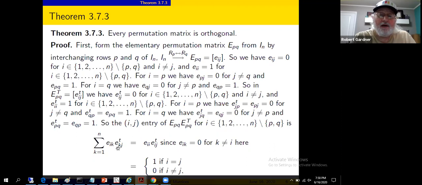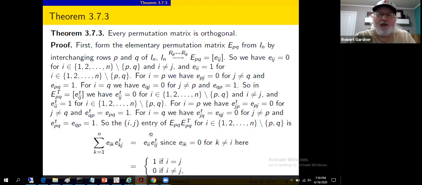All right, and what's going to happen here? Well, E sub II, that's one for these values of I. E sub IJ super T, well, those are the entries in the ith row, and we stayed away from the P and Q rows. So we're getting a one out for E sub II in this setting, and for E sub IJ, we're getting zeros out if I isn't J and one out if I equals J. So this product leads us to one or zero depending on whether I and J are equal or not.